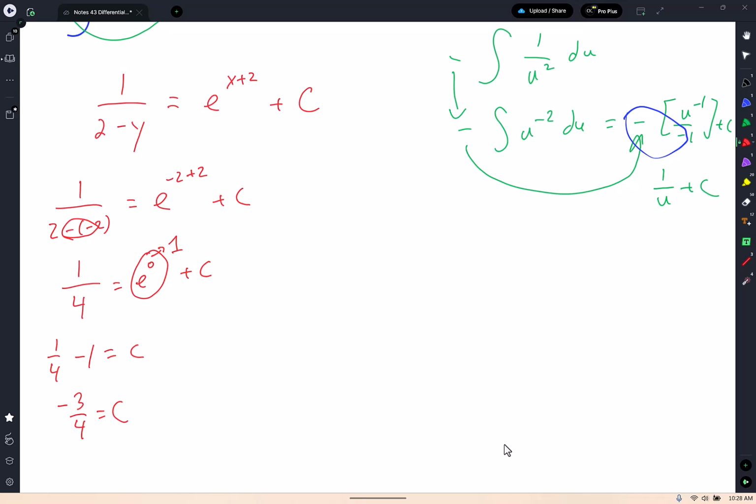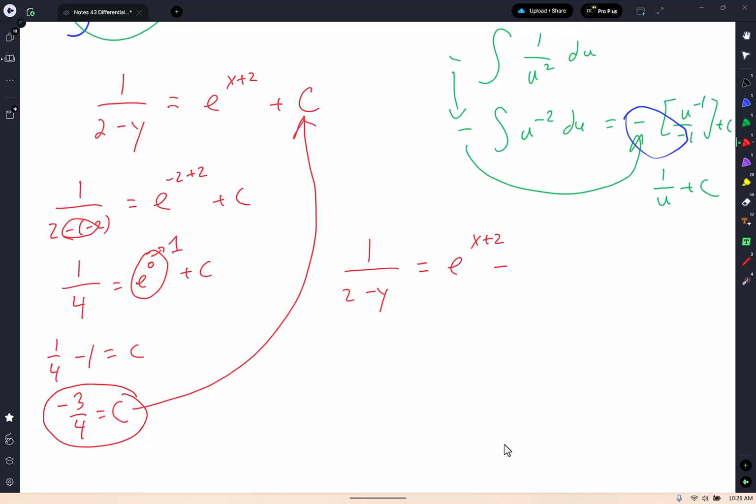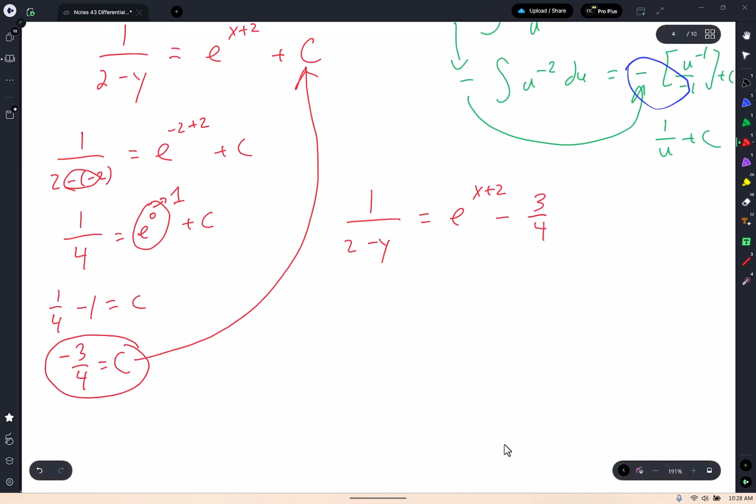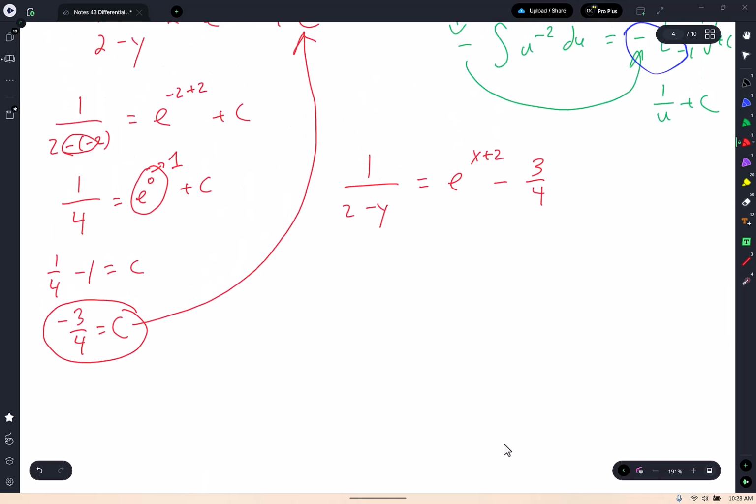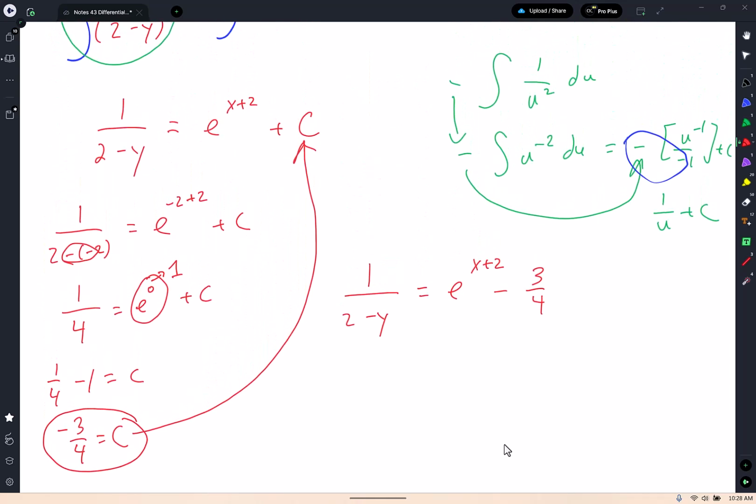And now slow down. Okay. This number, plug it in right there. Hopefully there are no mistakes. 1 over 2 minus y equals e to the x plus 2 minus 3/4. We can go so many different ways. I'm going to take a hint by looking at the answer choices. Oh, okay. They did it. They were lame. I would have thought they would have done common denominator.